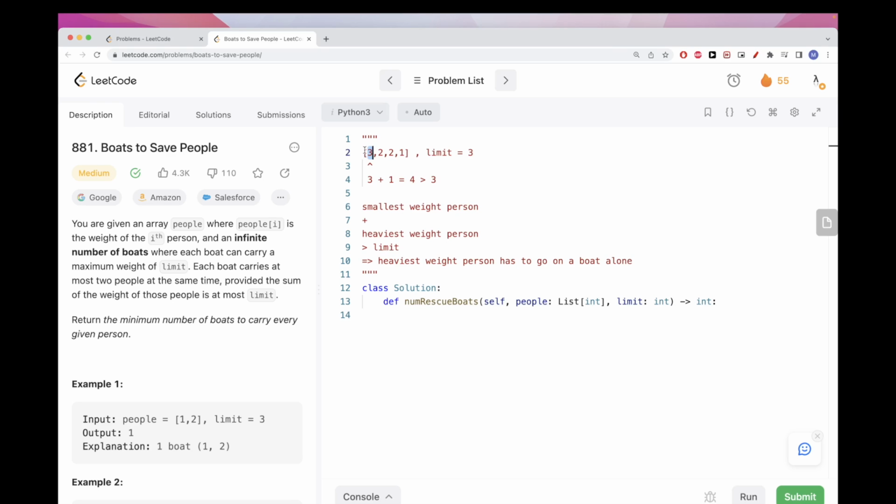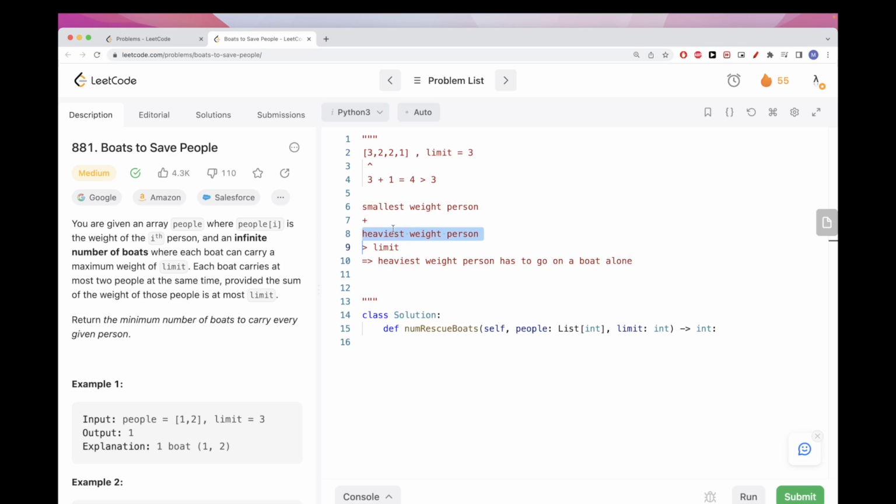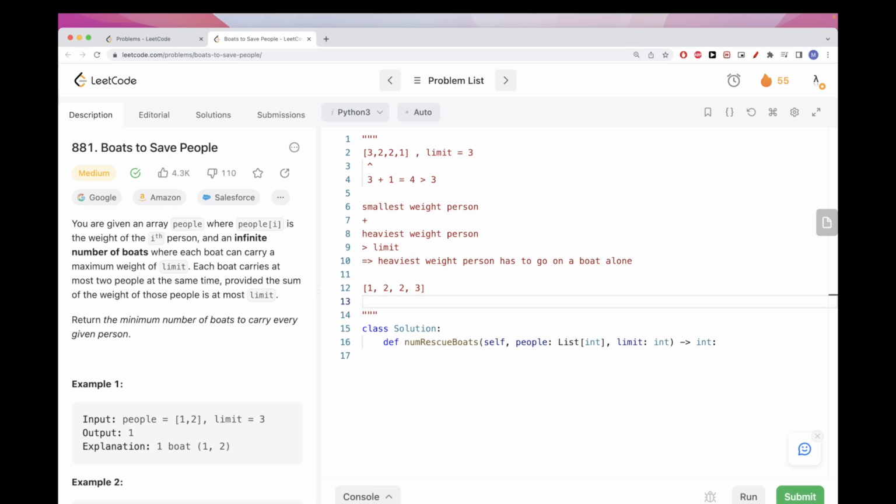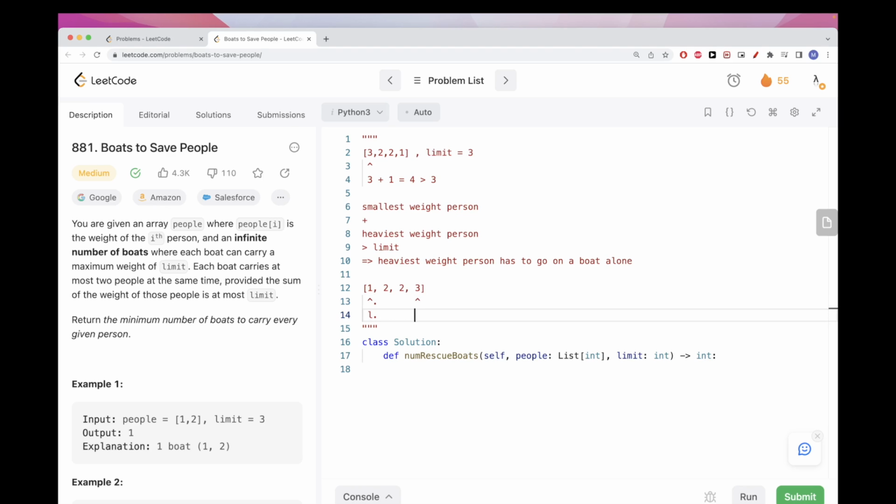Okay, so that's already one observation that can guide us to a solution, which is as long as the heaviest person plus the smallest weight person is bigger than limit, let's just put the heaviest alone. So what that means is, to be able to easily get the heaviest and the smallest, to do that check, we need to sort the array, right? And so we sort it like this: 1, 2, 2, 3. And how do we get the heaviest and the smallest? Well, we can just have two pointers, left, and then another pointer for right.